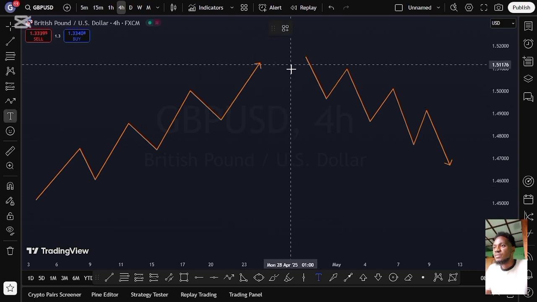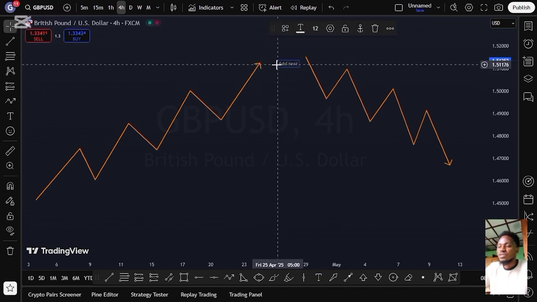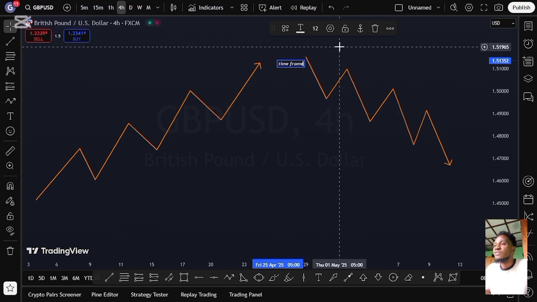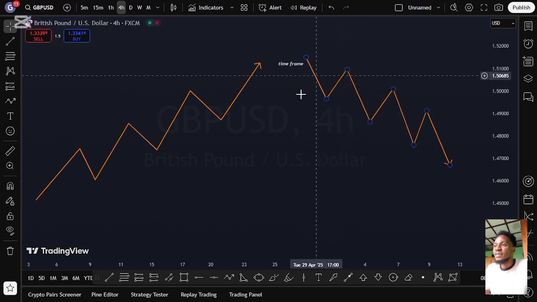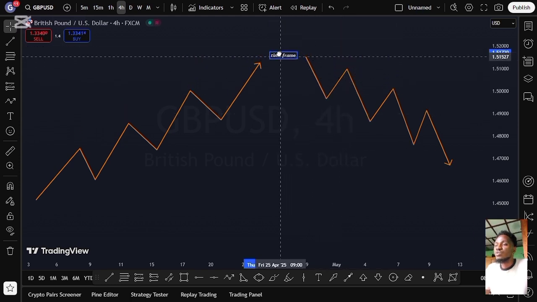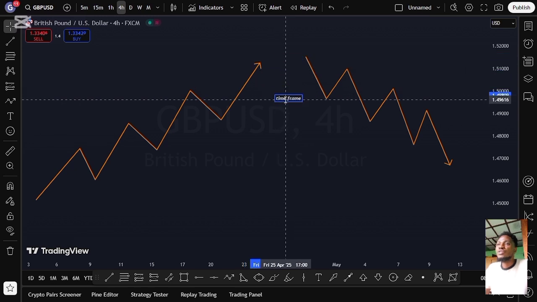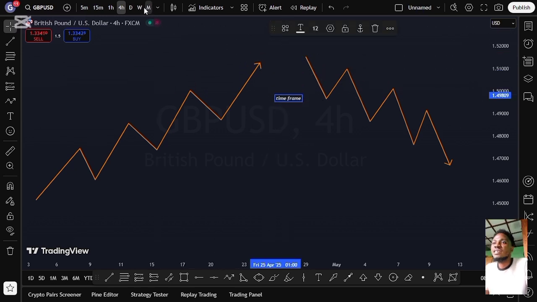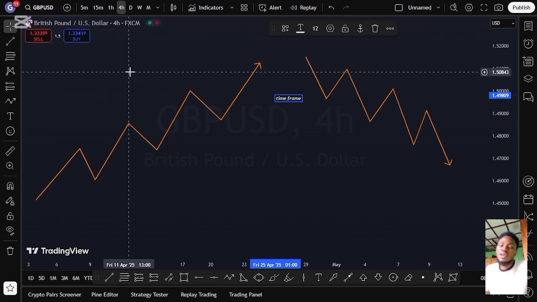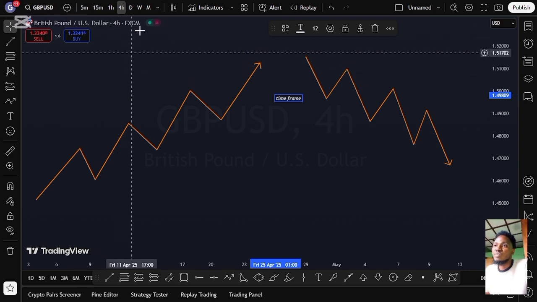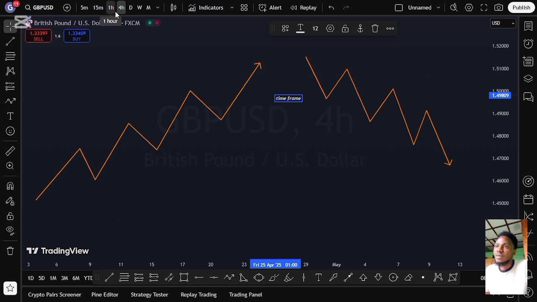Let me write that out. So it's time frame. I got it correct. Okay, so first we want to understand time frame, and how does this apply to what we're doing right now? Okay, so you have the monthly, the weekly, the daily, the 4 hours, the 1 hour, the 15 minutes, the 5 minutes. Now I'm a swing trader, so I make use of my higher time frames, which are my weekly, daily, 4 hour, then sometimes 1 hour.